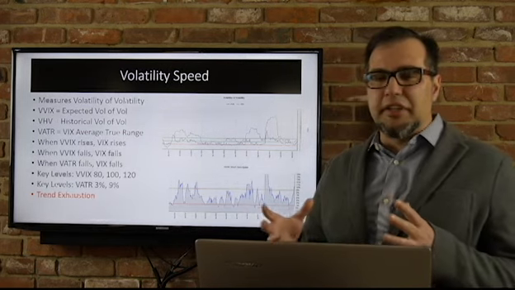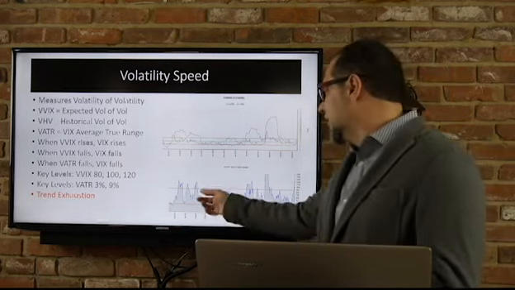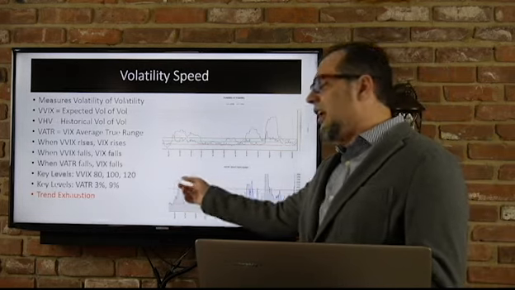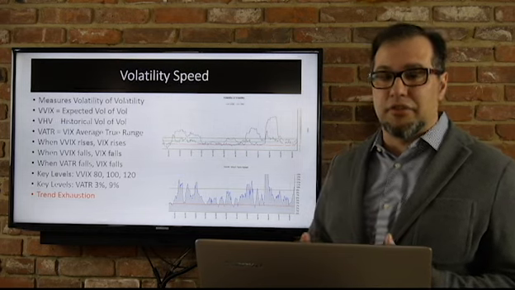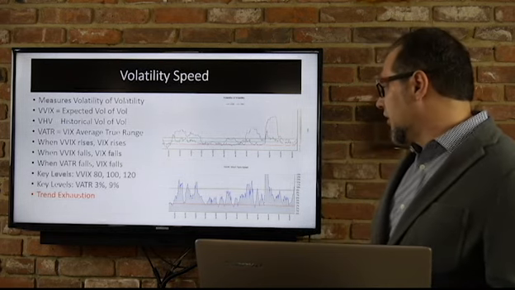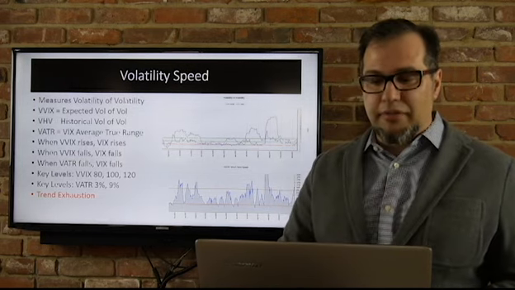And the volatility speed, essentially, you can think of it as a trend exhaustion indicator. When it hits certain key levels, that means that things have gotten really bad and they're not going to continue for very long. So you can look at it as a trend exhaustion indicator. You need to monitor it carefully.